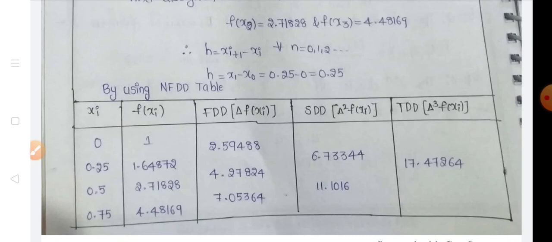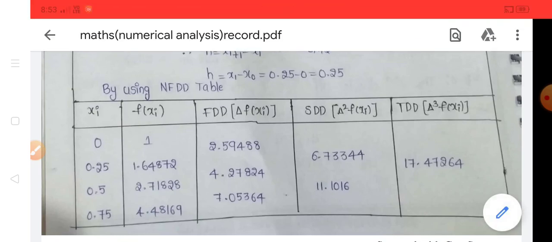First divided difference: 1.64872 minus 1 divided by 0.25 equals to 2.59488. Next, 2.71828 minus 1.64872 divided by 0.25 equals to 4.27824. Next, 4.48169 minus 2.71828 divided by 0.25 equals to 7.05364.